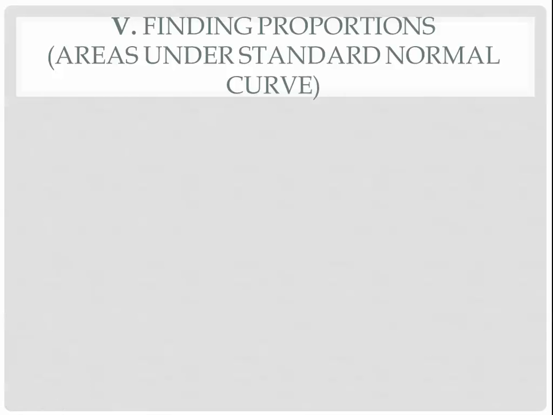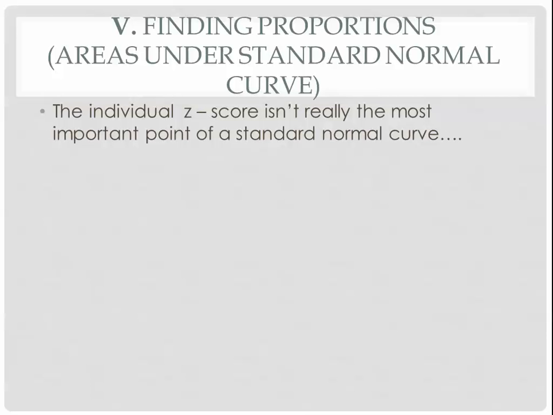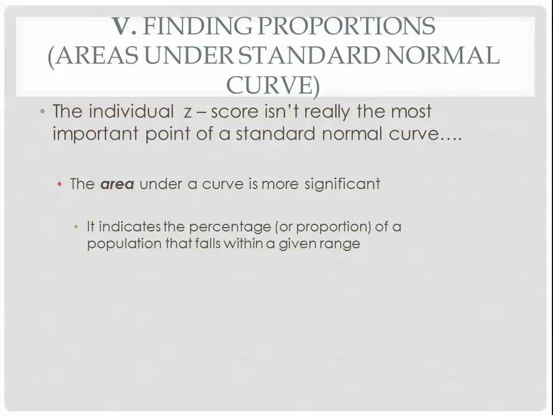Okay, so we're finding areas under the standard normal curve. It's really not the z-score that's the most important thing. It's just a step to get us there. The point is that the area under the curve in an interval is what's of interest to us, because that indicates the proportion or percentage of the population falling in that range. It's all about finding really a probability that this happens, or a proportion of people that are actually there.